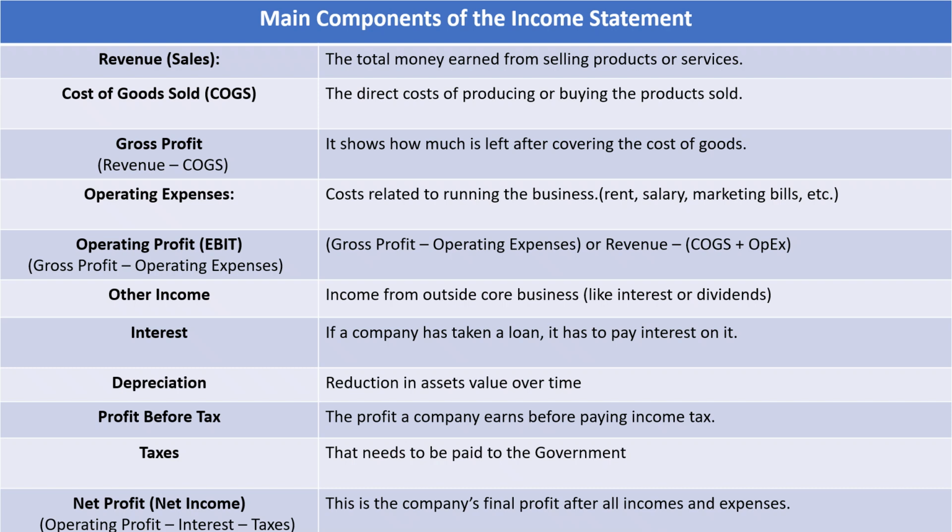Then we have profit before tax, also written as PBT. The profit a company earns before paying income tax. Then we have tax that needs to be paid to the government. And finally, we have net profit or net income. This is the company's final profit after all the incomes and expenses. And how do we calculate net profit? We subtract interest and taxes from operating profit.